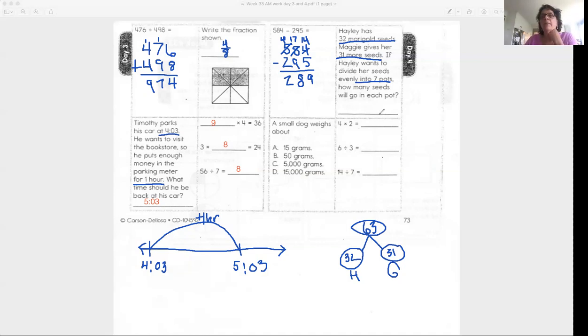Well, I hear right in the problem, she wants to divide her seeds into 7 pots. So I'm going to take that 63 and I'm going to write a number sentence. I'm going to divide it by 7. And if you know that math fact, you can write it. But if you don't, you can skip count by 7s till you get to 63. So it'd be 7, 14, 21, 28, 35, 42, 49, 56, 63. So the answer would be 9. Probably a good idea, especially if that didn't come easy to you, to draw a picture. So our answer would be 9 seeds.